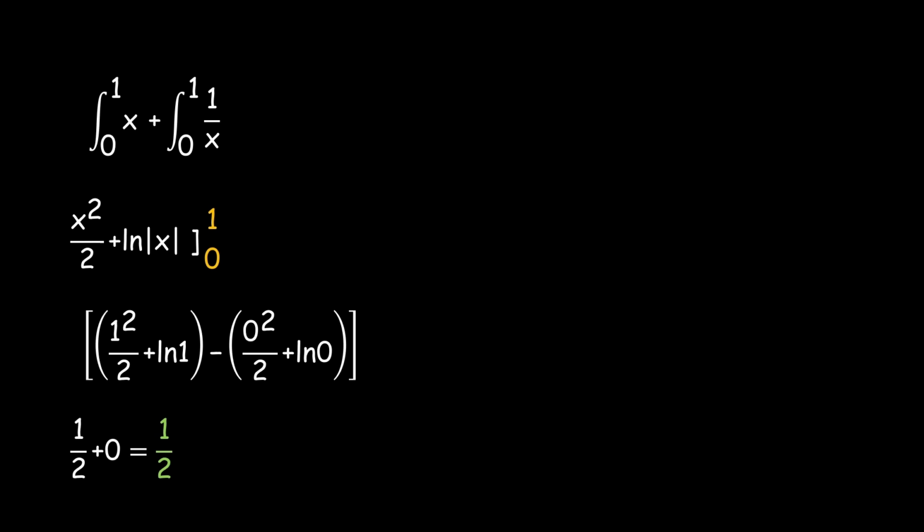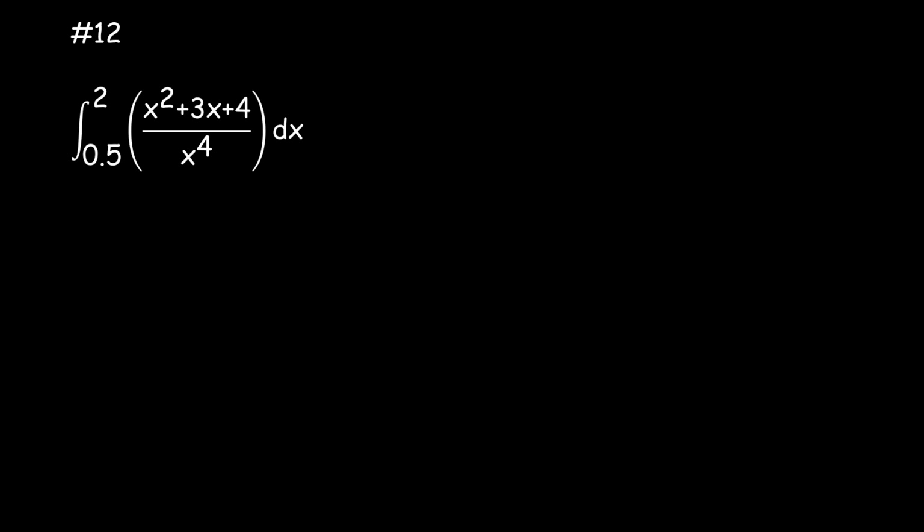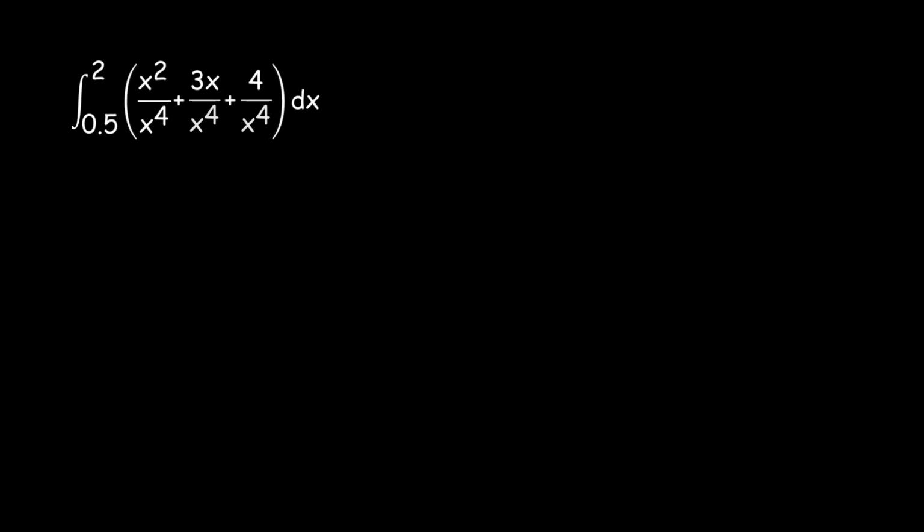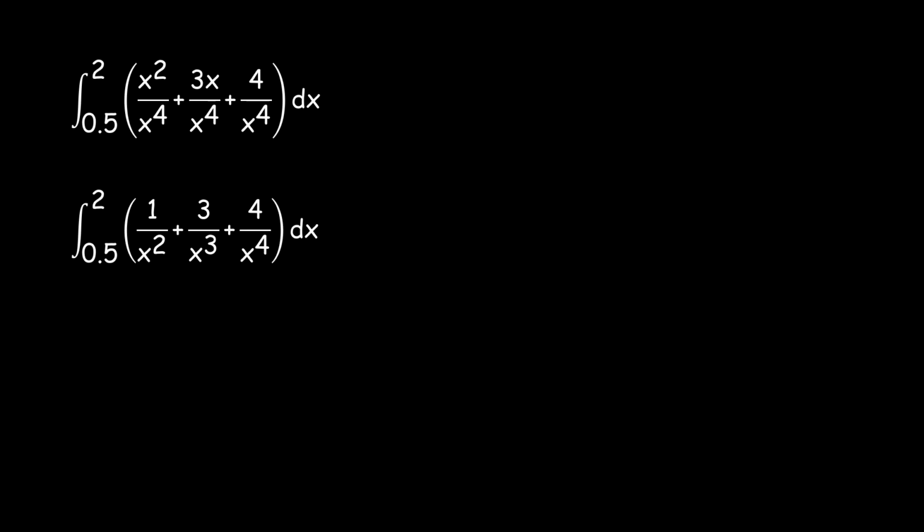Question number 12. We have the integral of x squared plus 3x plus 4 over x to the power 4, from 0.5 to 2. So we need to separate each of these terms and give them a denominator of x to the power 4, so that we're going to have x squared over x to the power 4 plus 3x over x to the power 4 plus 4 over x to the power of 4. Now we simplify using the rule of indices and we get 1 over x squared plus 3 over x cubed plus 4 over x to the power 4.